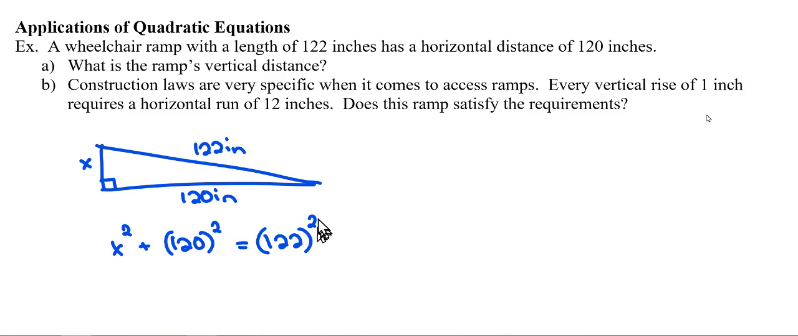Okay. So we're going to simplify this a little bit, see what we come up with, and then decide what method is best for solving this quadratic equation. It will be a quadratic equation because we have the x squared there. 120 squared is 14,400. 122 squared is 14,884.